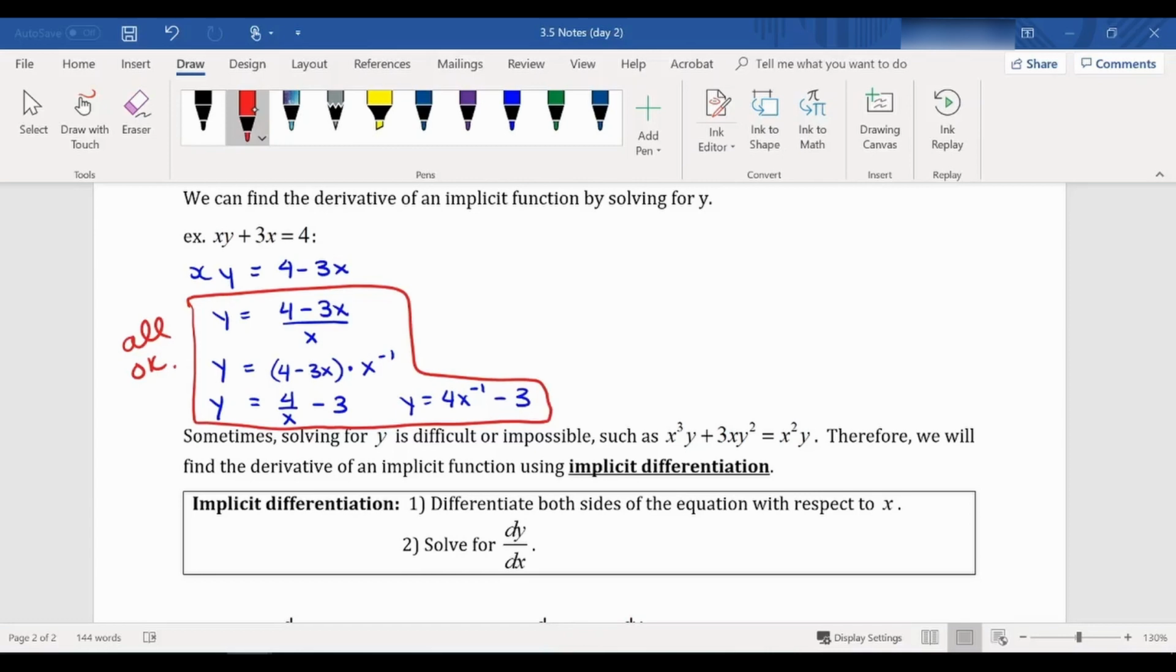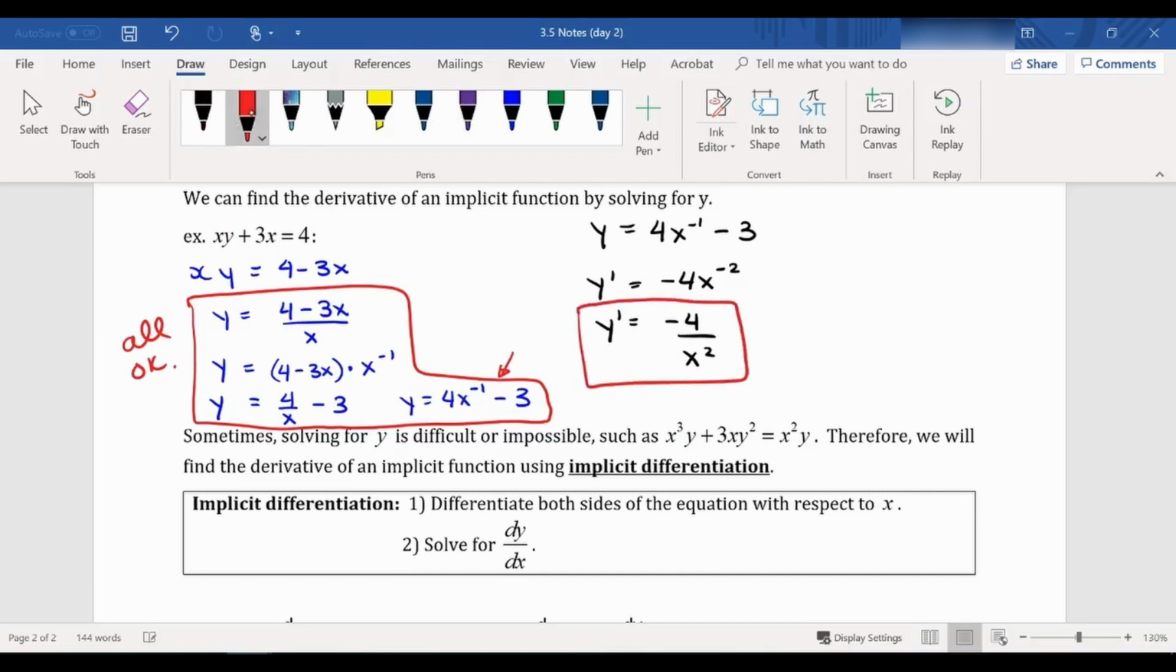Now, if I want to find the derivative, I can use any of these to find my derivative. I would choose to use this last one here. Okay, so if y is equal to 4x to the negative 1 minus 3, y prime would be negative 4x to the negative 2, or negative 4 over x squared. Again, I would get the same derivative no matter which version of y I chose, but I don't like having that x on the bottom. I would choose to rewrite it as a negative exponent.